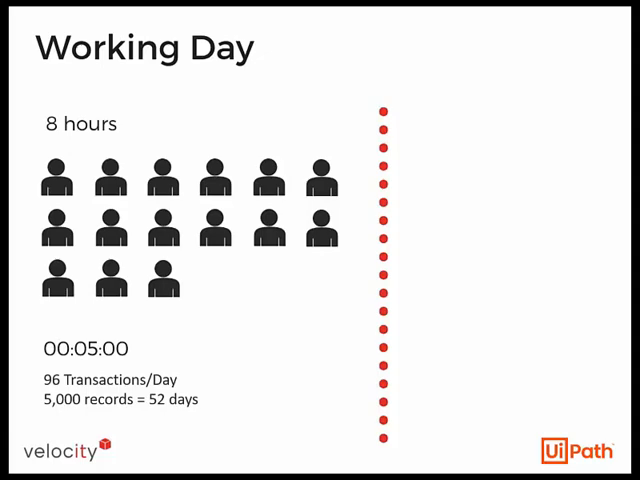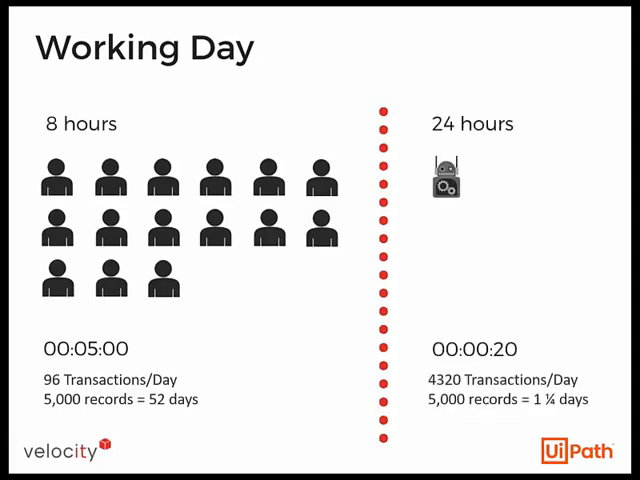In building a robot very similar to the one that you've just seen, we actually looked at that taking something in the order of about 20 seconds per transaction or per record. So the robot, actually working 24 hours a day rather than the 8 hours that a human would work, could process 4,320 transactions in that day. So the 5,000 records, again, on paper, was looking to take something in the region of about a day and a quarter for a robot to do.